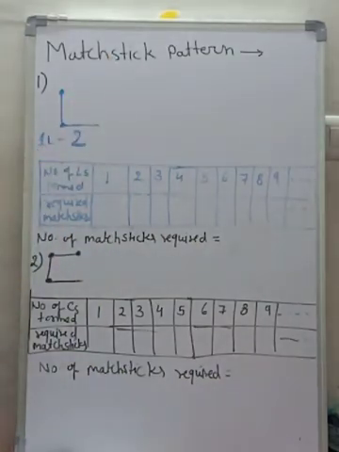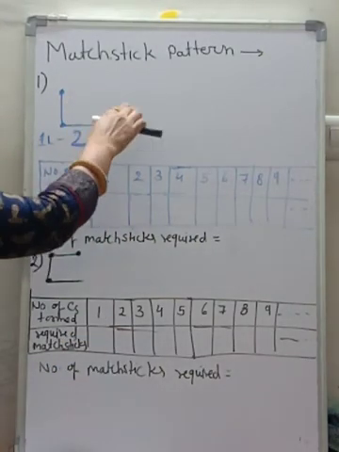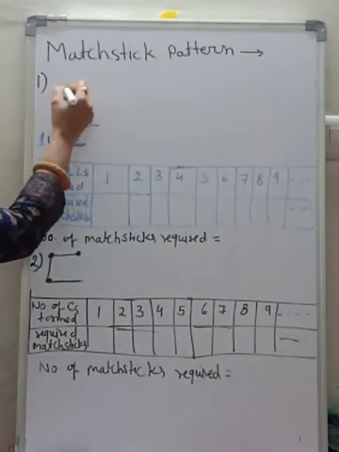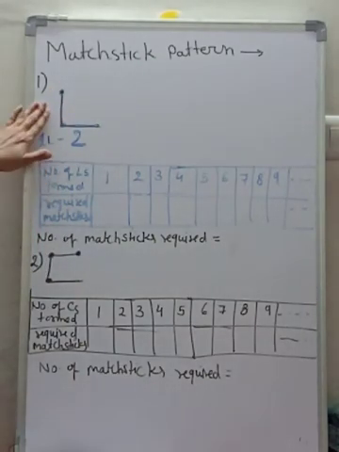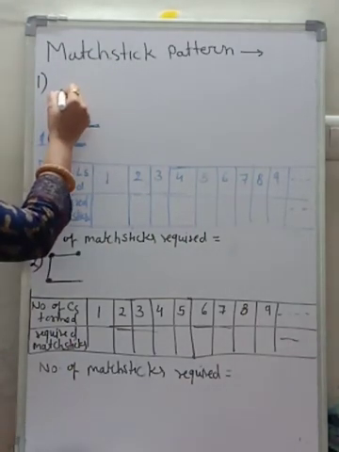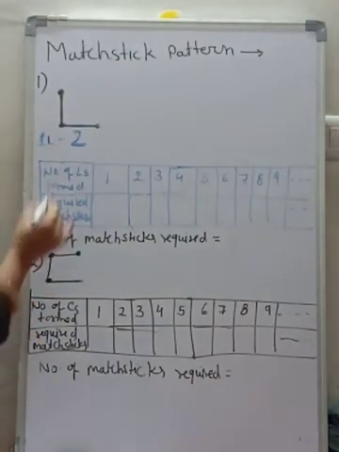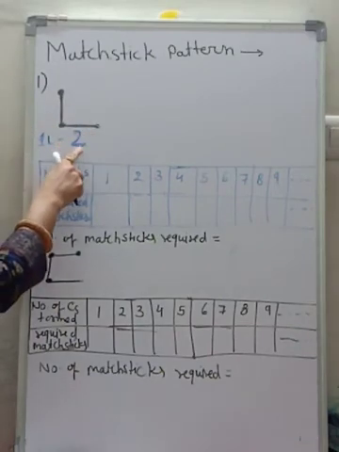So now, first, you have to draw more matchstick patterns to make simple patterns of the letters of the English alphabet. Here the first is the English letter L. In making this letter using matchsticks, first make one L. One L requires two matchsticks, the first and the second.